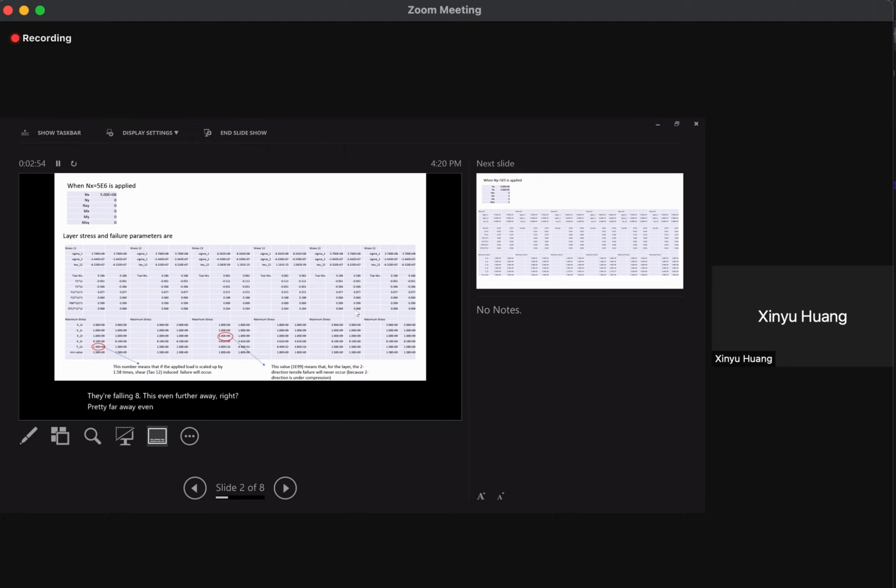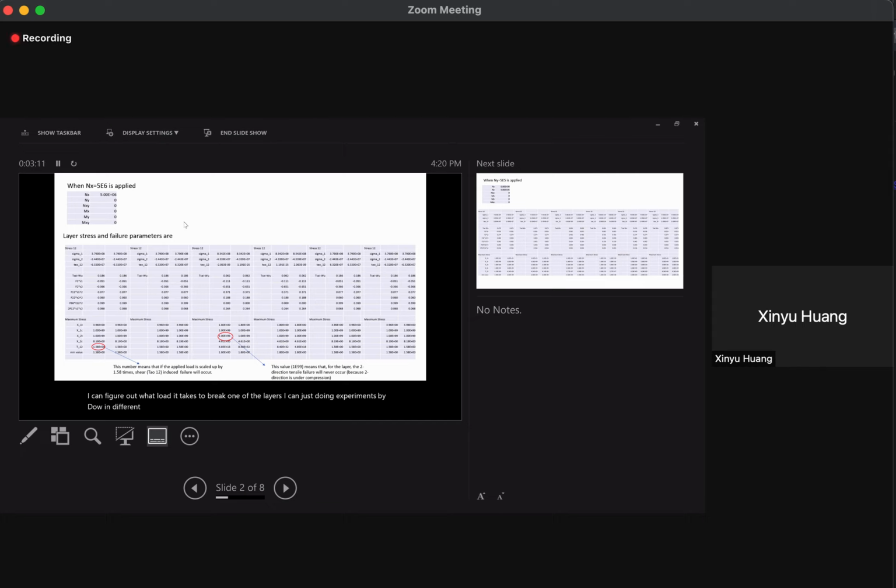Now, once I change the load, once I increase the load, this is at this load. This is a uniaxial load. If I increase the load, this number changes. I can figure out what load it takes to break one of the layers. I can just do experiments by dialing different numbers.